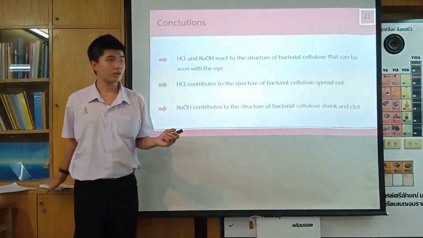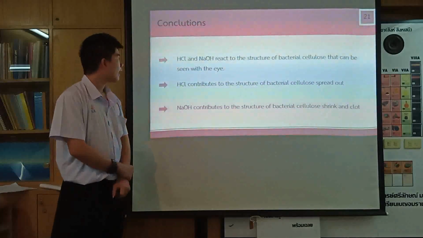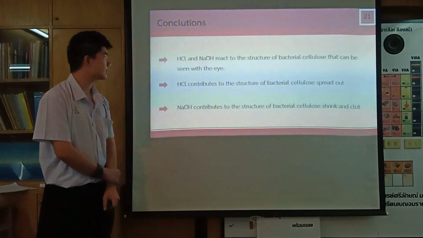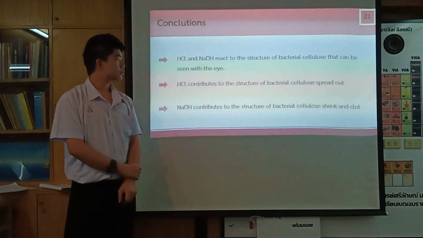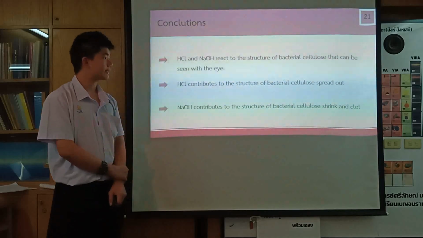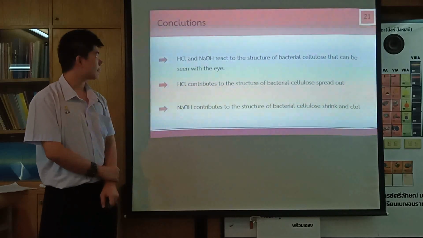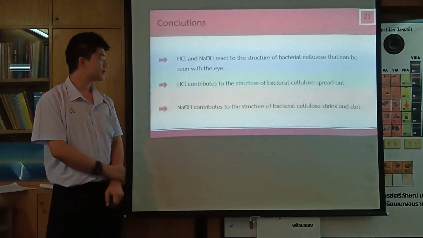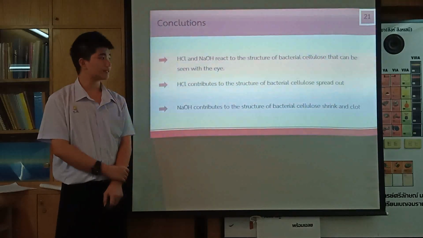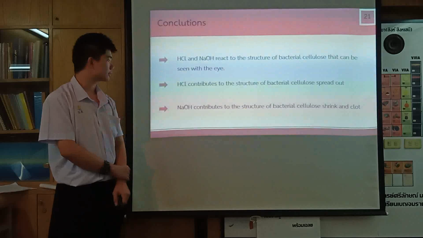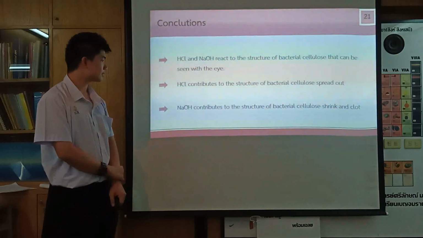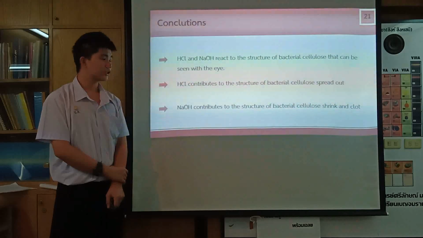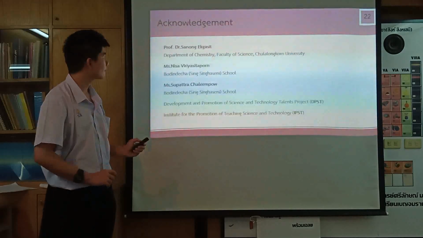So, the conclusion is that hydrochloric acid solution and sodium hydroxide solution react to the structure of bacterial cellulose, which can be seen with the eye. Hydrochloric acid solution causes the structure of bacterial cellulose to spread out. Sodium hydroxide solution causes the structure of bacterial cellulose to shrink and clot.